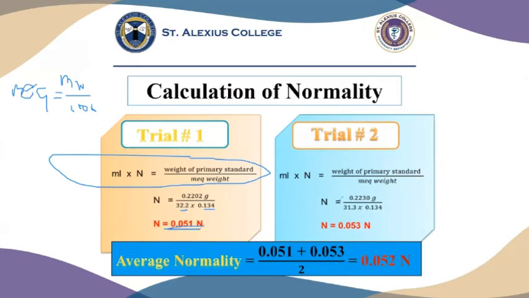The same goes with trial number 2. Then after that, solve for the average normality. The formula for this is: add the answer of trial number 1 to trial number 2, then divide it by 2. And the average normality would be 0.052 normality. And that would be all for the calculation of normality.